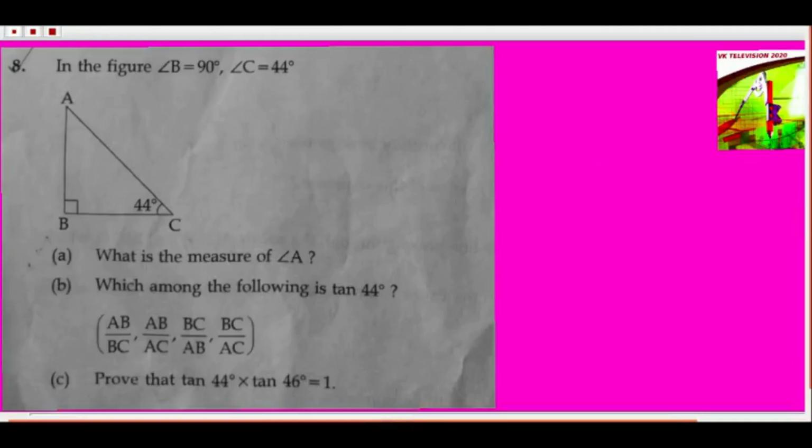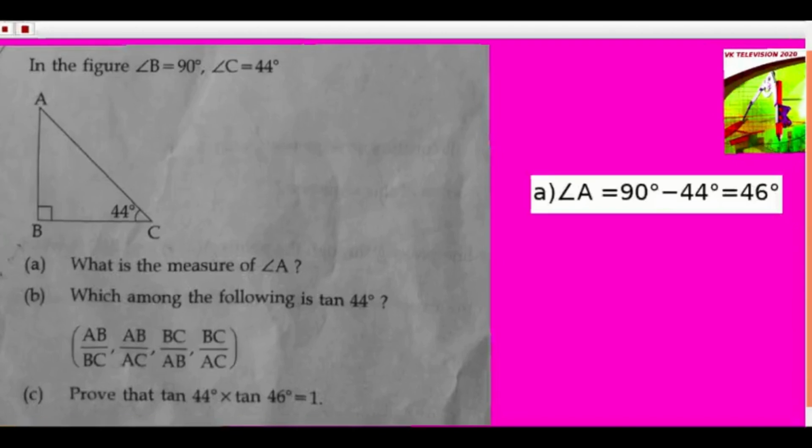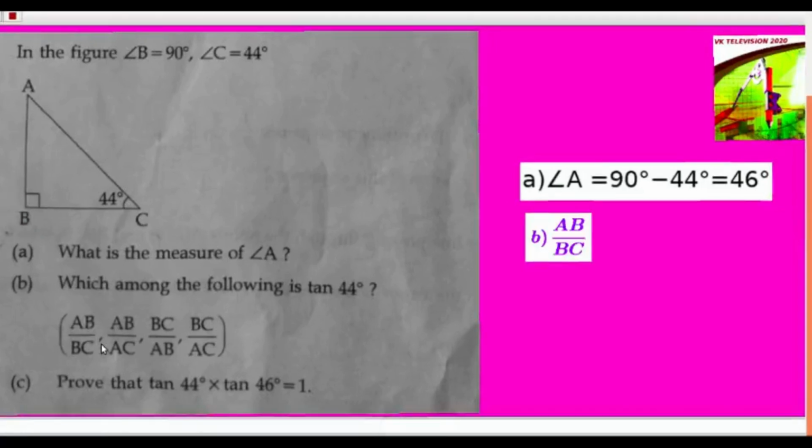In the figure, angle B is equal to 90 degree, angle C is equal to 44 degree. What is the measure of angle A? We have to find out the measure of angle A. Now this angle is 90 degree, so sum of these two angles is equal to 90 degree. So this angle is 46 degree. Which among the following is tan 44 degree? Tan 44 is equal to opposite side by adjacent side, that is AB by BC.